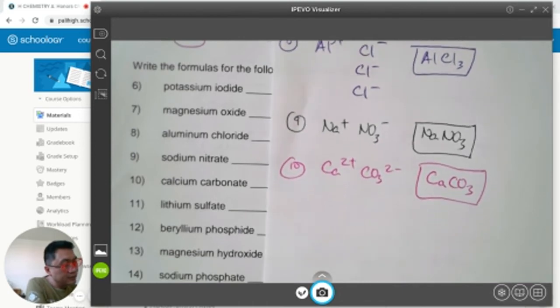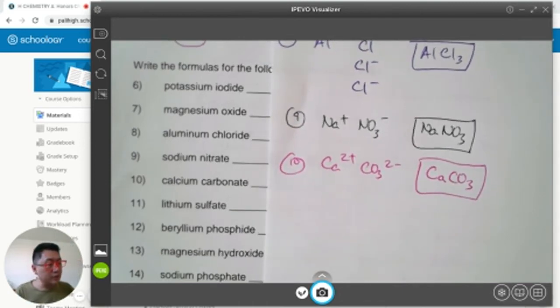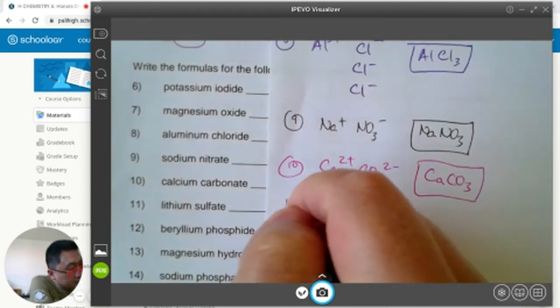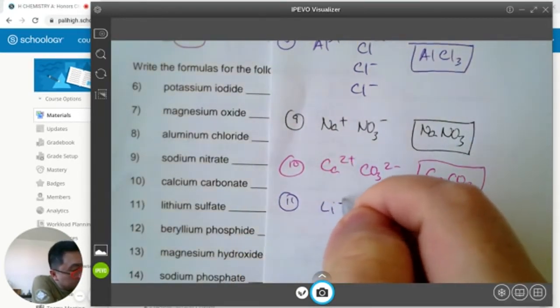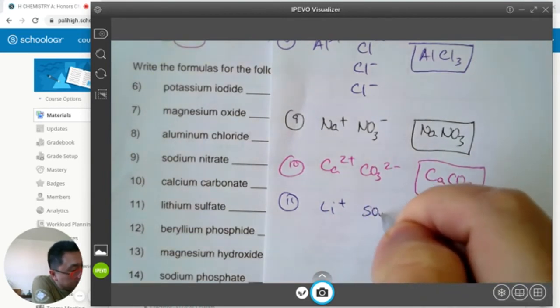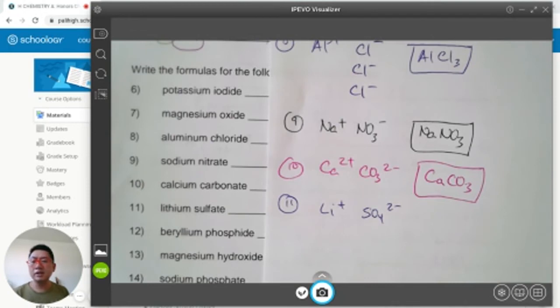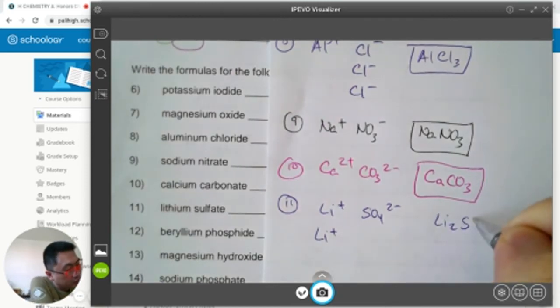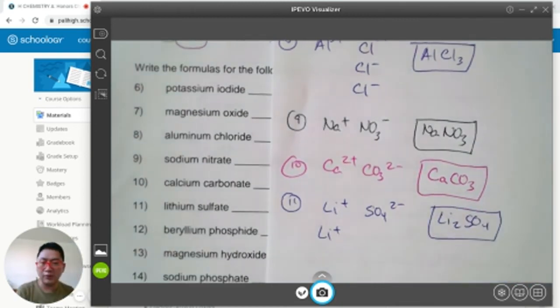Number 11 says lithium sulfate. Lithium is Li, its charge is +1. Sulfate is SO4, its charge is -2. Does +1, -2 add up to 0? No. But I don't have to have equal numbers of them. I can have 2 lithiums, that's +2 now, and sulfate, which is -2. The correct formula of lithium sulfate, therefore, will be Li2SO4. Remember, we just want the charges total to add up to 0.